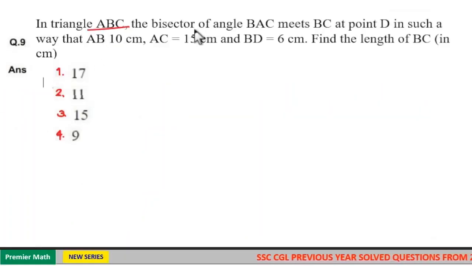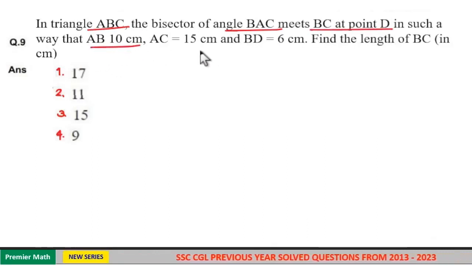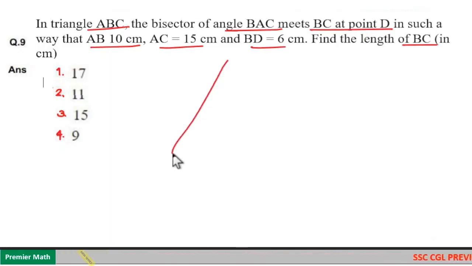In triangle ABC, bisector of angle BAC meets BC at point D in such a way that AB is 10 cm, AC 15 cm, BD is 6 cm. Find the length of BC. Here, this is triangle ABC.